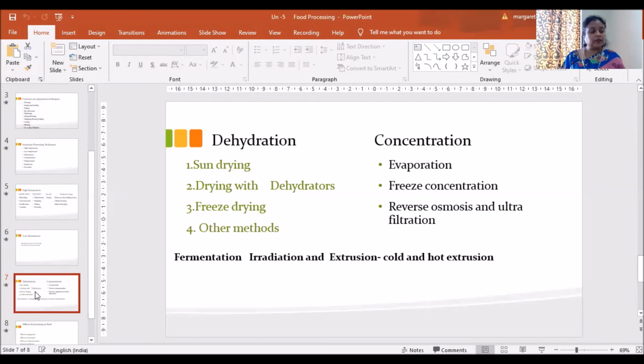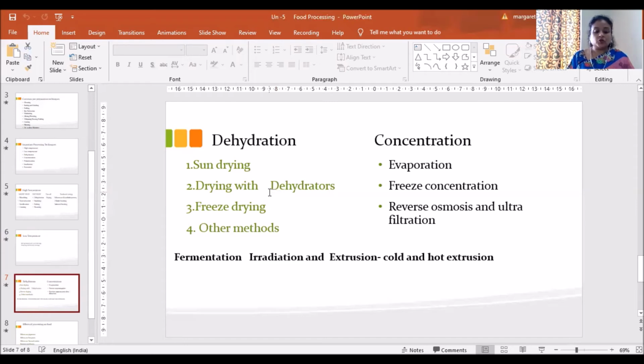Next is dehydration. The main purpose of dehydration is to take out the moisture content from the product. We follow 4 methods of dehydration. First is sun drying, where you do natural sun drying, like keeping meat or fish under the sun for a few days, so that you can preserve the products for about 6 months to 1 year if stored properly. Then drying with dehydrators, using various dehydrator drums, etc., which includes air drying such as kiln drying, tray or cabinet drying, tunnel or continuous belt drying, puff drying, etc.